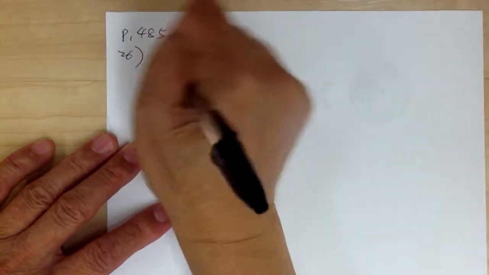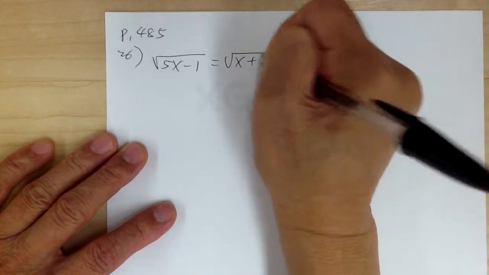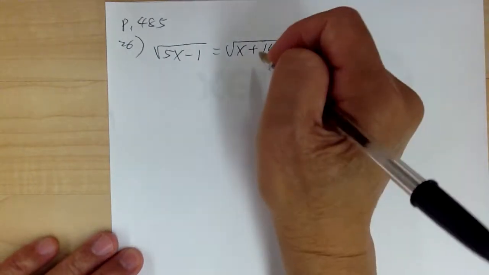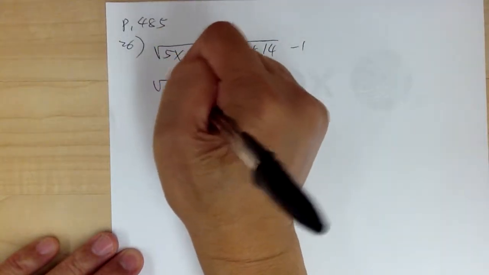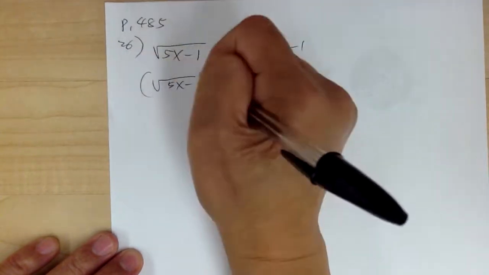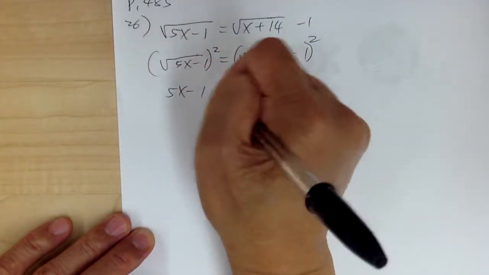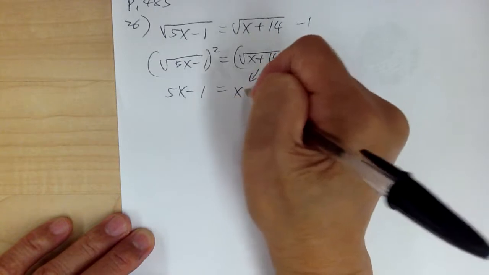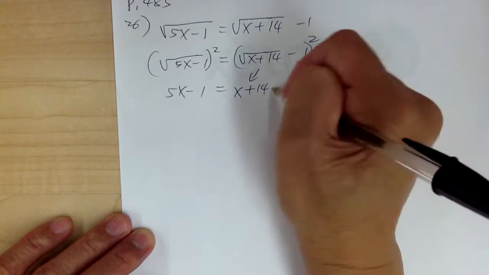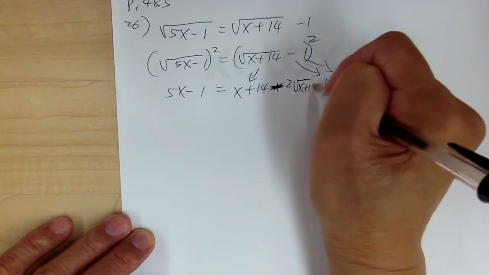So let's redo. So square root of 5x minus 1 equal to square root of x plus 14, minus 1. Okay. So again, let's go ahead and write it one more time. Square both sides. Square root cancels out. So you square this, you get 5x minus 1. You square that, you get x plus 14. You square that, you get 1. And the middle term is minus 2 square root of x plus 14.